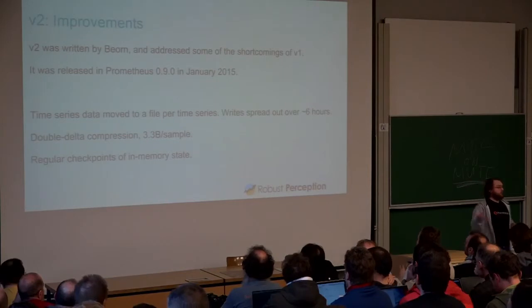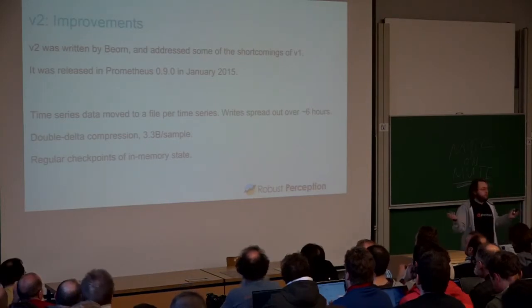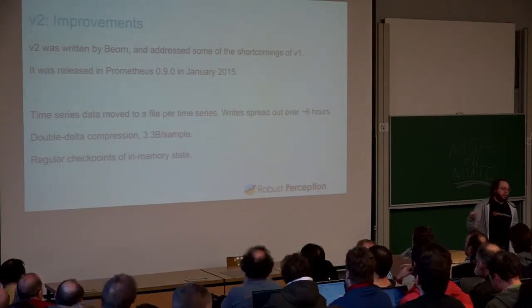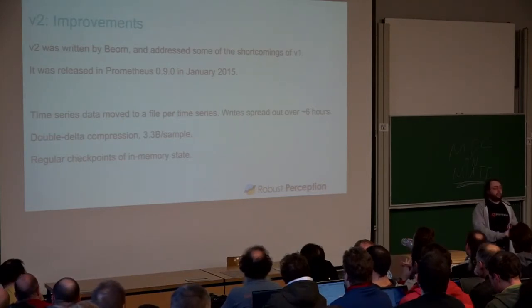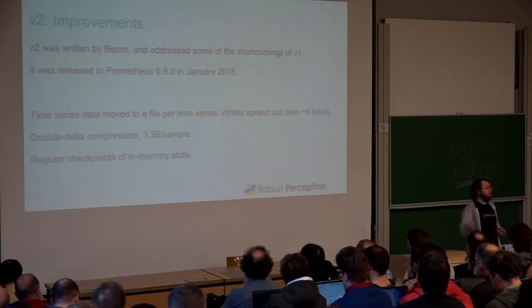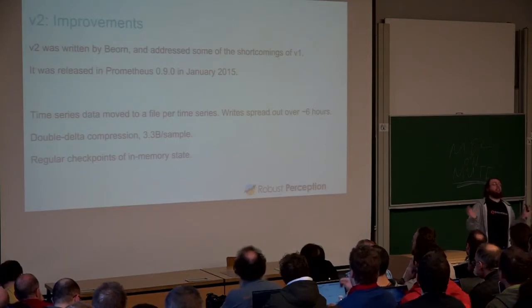There was also double delta compression, so we went down from potentially 16 bytes per sample down to 3.3 bytes per sample. Because in principle, you'd have 8 bytes for the data, 8 bytes for the timestamp. And with regular checkpoints of in-memory state, losing 15 minutes of data is no longer a problem.